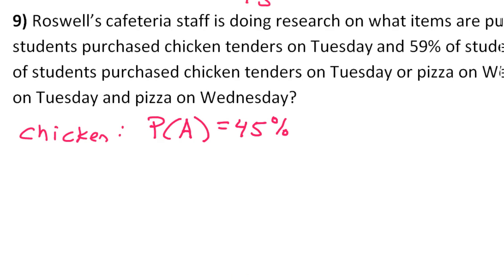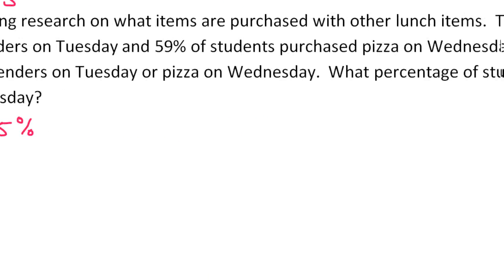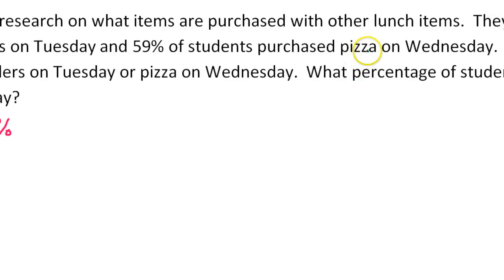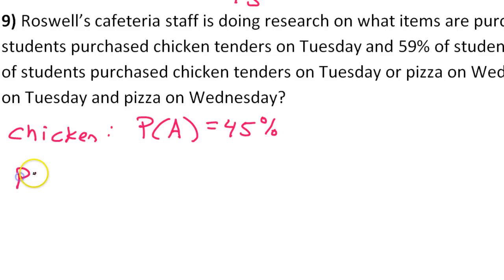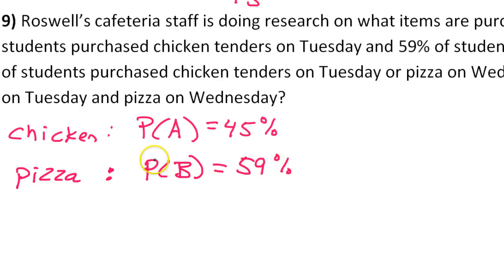Okay, and then what's going on? 59% of students purchase pizza on Wednesday. So now we're talking about Pizza Wednesday. So I'm just going to write pizza here, and this will be event B. So that's not an exclamation point, by the way. Probability of event B, they said that's 59%. I could have called it C for chicken and P for pizza. You can do what you want with the letters.